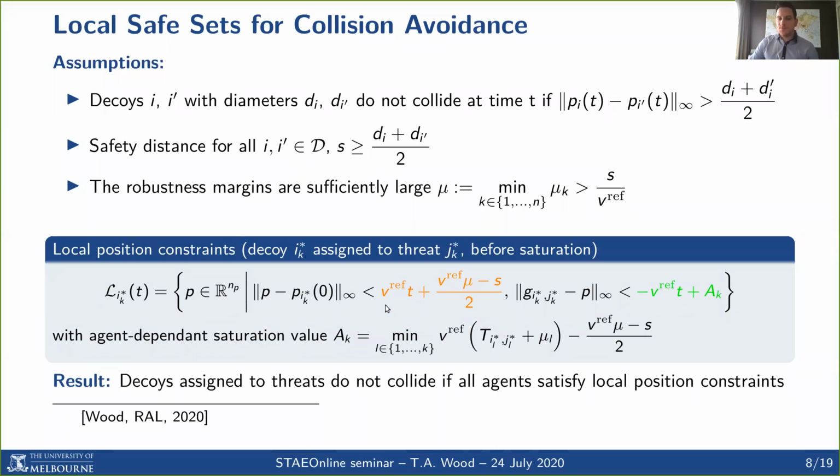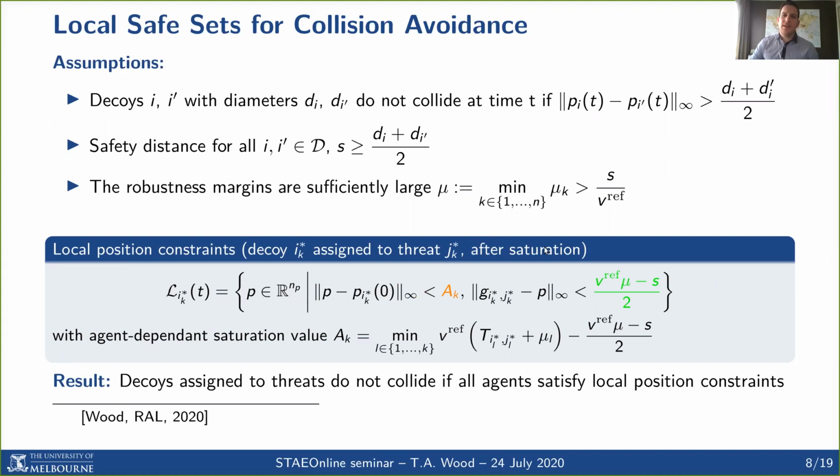So we have some nominal velocity, so some scheduling variable between all the agents. We have this bound from the initial position that increases, and a bound from the destination that slowly decreases. And this increases up to a certain value, and then it saturates. And so for every agent, there's a different saturation value, which is dependent on the robustness margin, and it saturates at a lower bound as well. So this is for an agent that is assigned to a destination.